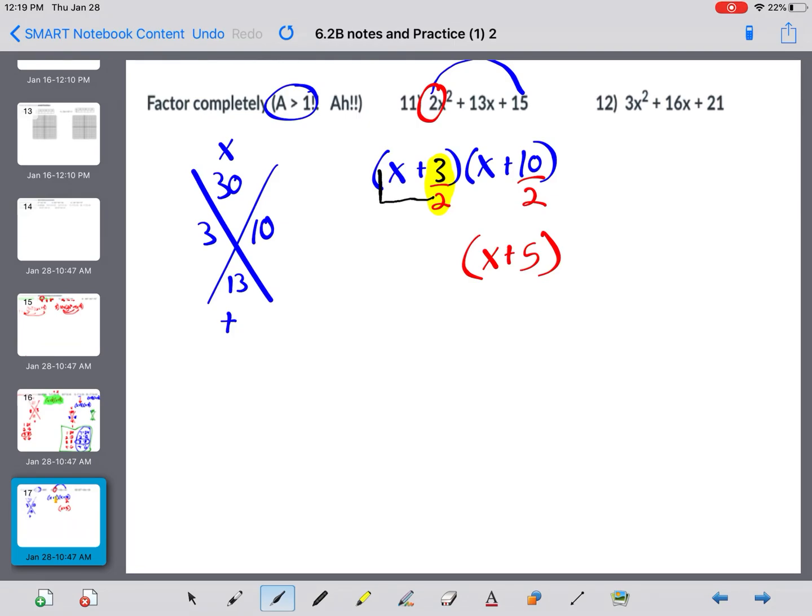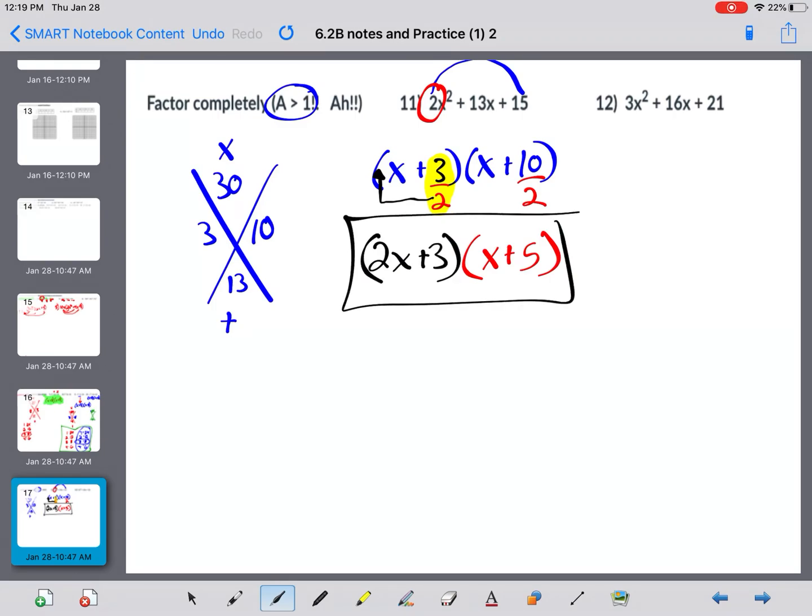After that, if you're still left with a number on the bottom, that number has to go out in front of the x. So that 2 slides out here. And check that out, folks. If you FOIL this, you get the original polynomial. This is the correct factored form. I just did slide and divide.